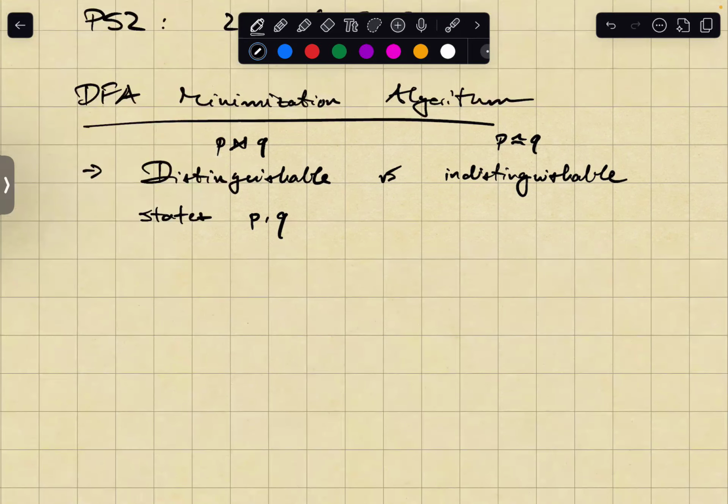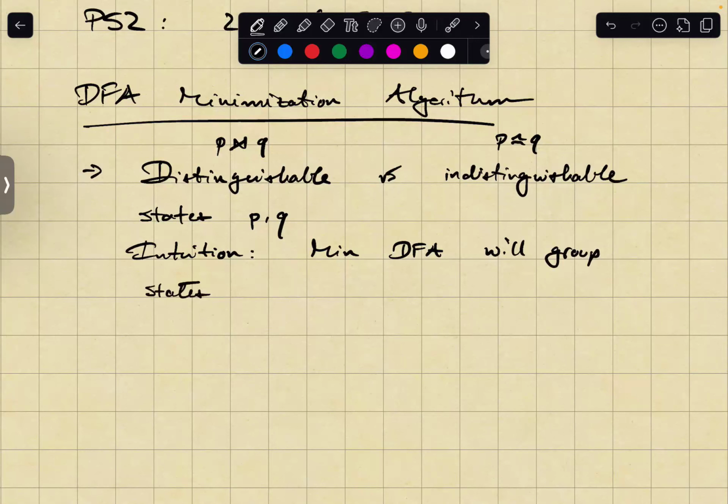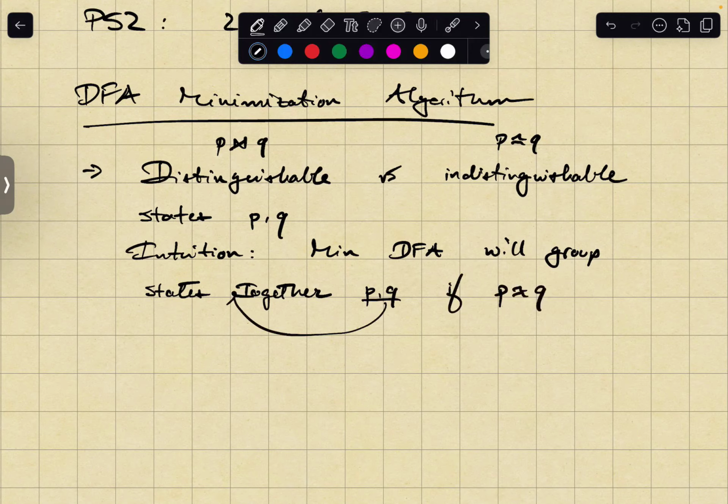So essentially, the general intuition is the minimal DFA will group states P and Q together if P is indistinguishable from Q. Okay, so this is the general idea.